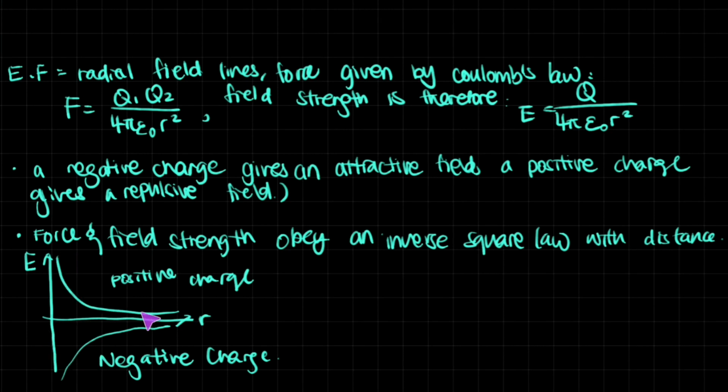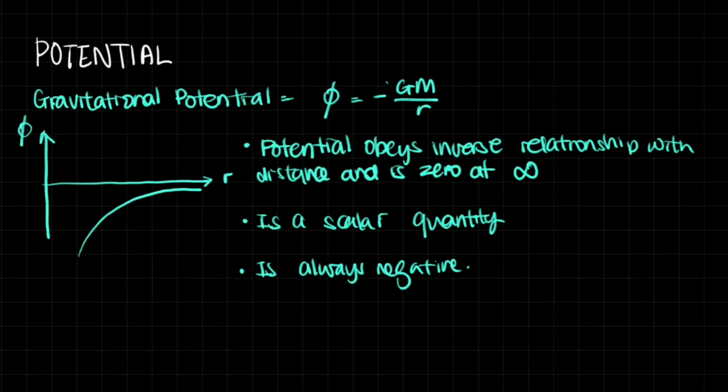So if you have a positive charge, it's going to give you a positive electric field strength. If you have a negative charge, it's going to give you a negative electrical field strength. This is going to lead to a repulsive field. This is going to lead to an attractive field. Now let's talk about potential.